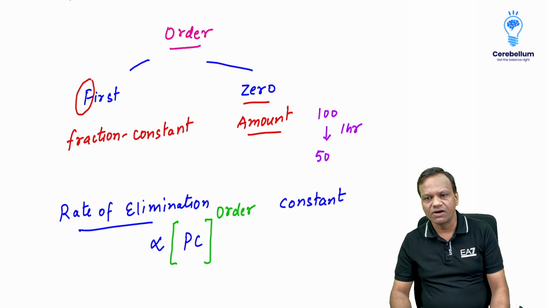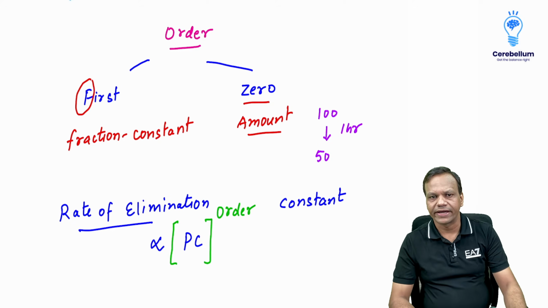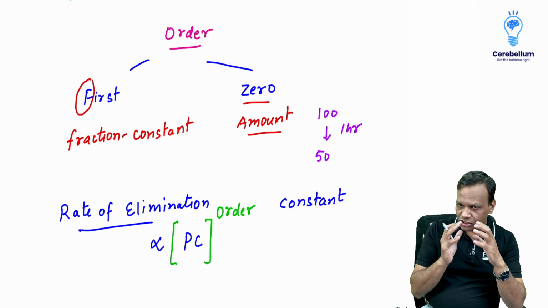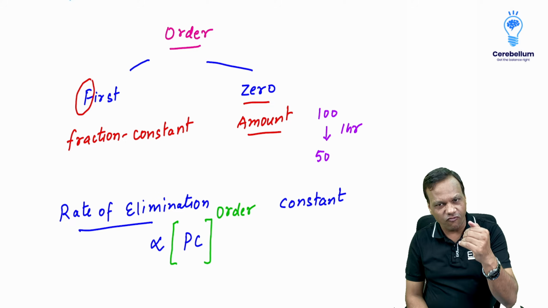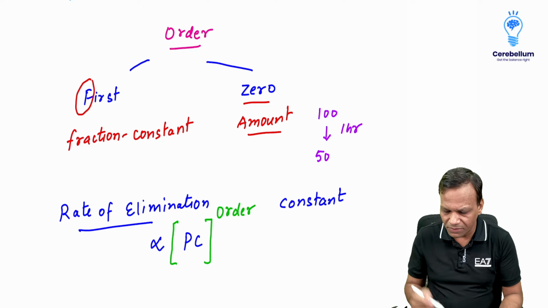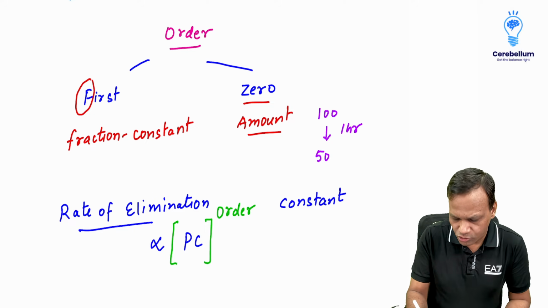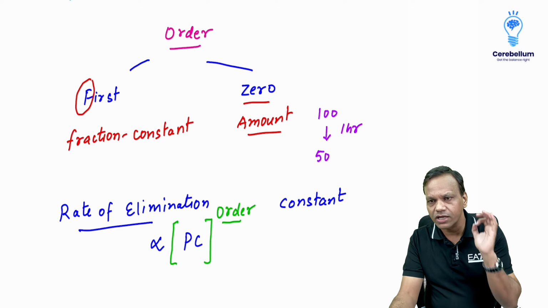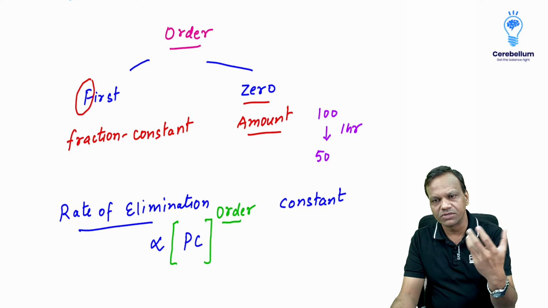So you must have heard about first order kinetics, zero order kinetics many times. But have you ever thought what is the meaning of 1 in first order? What is the meaning of 0 in zero order? The meaning is this formula. So in place of order, if we write 1, it becomes first order. If we write 0, it becomes zero order.